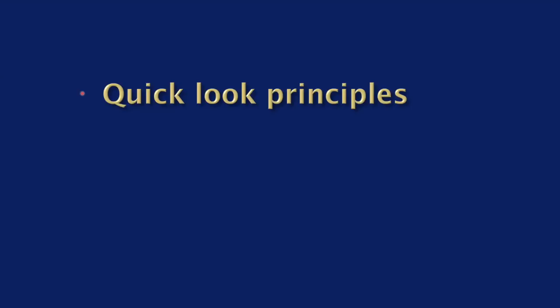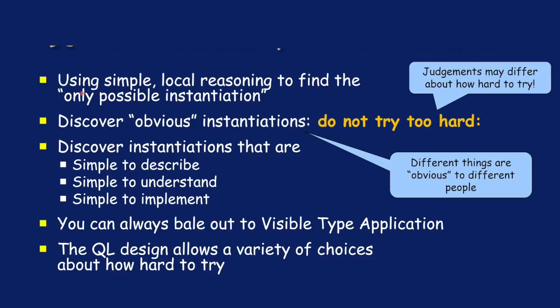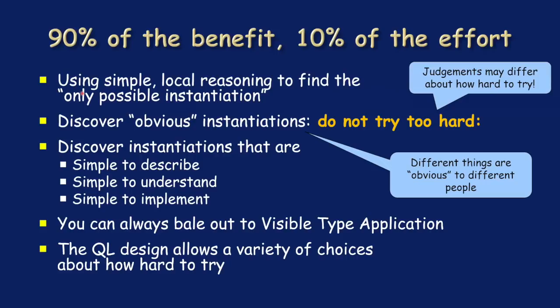So the idea is it's one of these 90-10 things or 80-20 things. We're trying to use simple local reasoning to find out what I'll put in quotes is the only possible instantiation. The thing you look at and you think, stupid compiler, why can't you see something so obvious? Now, of course, what is obvious will vary between different people. And of course, this is a design space with different choices, but the meta goal is to try to discover instantiations that are simple to describe, simple to understand, and simple to implement. Remembering that if we get anything that's too complicated in some sense, you can always bail out and use visible type application, those @ signs, to get the more complicated cases.